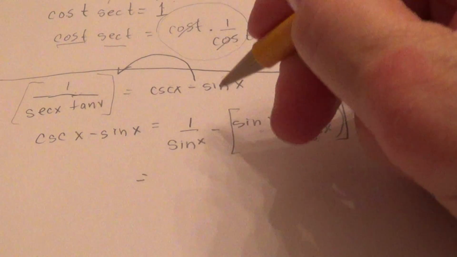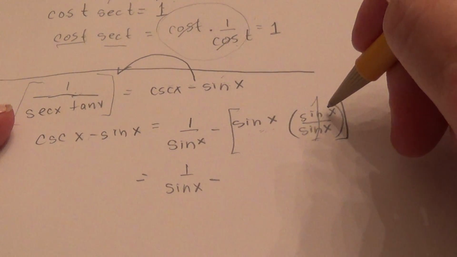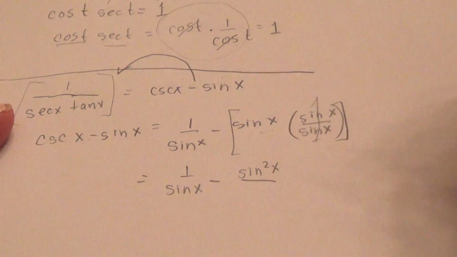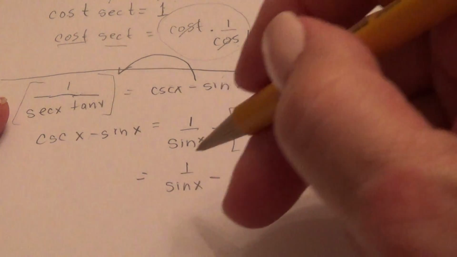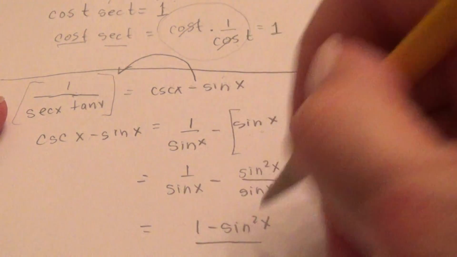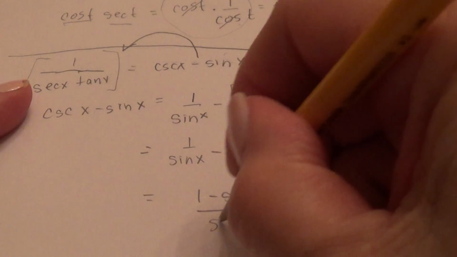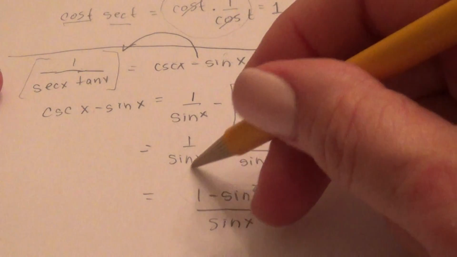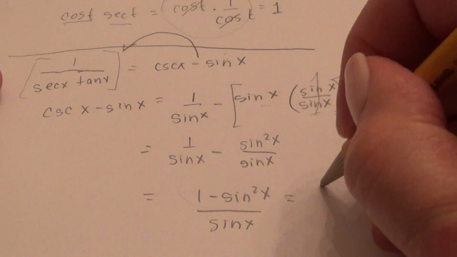This will equal 1 over sine x minus, now I've got a sine x times a sine x, or sine squared of x, over the desired sine x. Now I can write these under the common denominator. Just like when you're adding fractions, the numerators combine over the common denominator. Now this is a trig identity, so if you look at your Pythagorean identities, this is one of the versions of it. 1 minus sine squared is cosine squared.